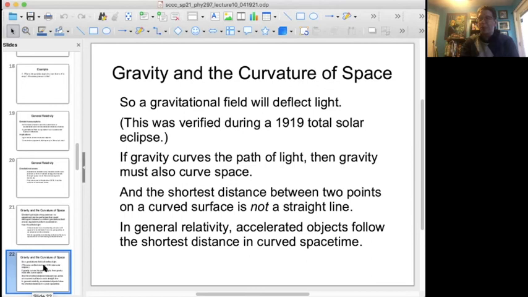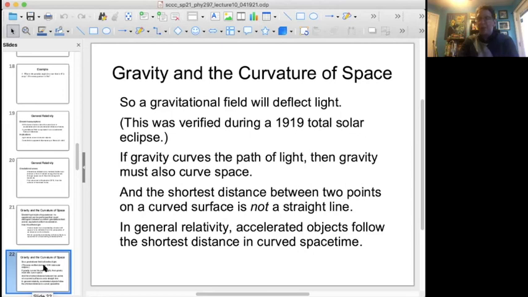A scientist named Arthur Eddington brought a telescope to South Africa. He observed the background position of a couple of stars that were relatively close to the sun and obviously couldn't have been observed in daylight. But because of the eclipse, he was able to observe, and yes, their position was shifted relative to how they normally appear among the background stars.